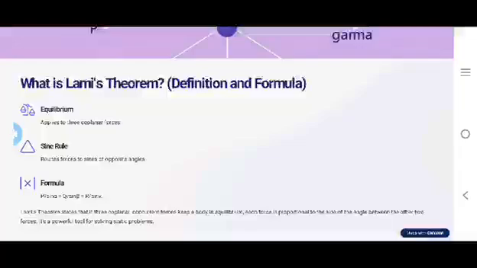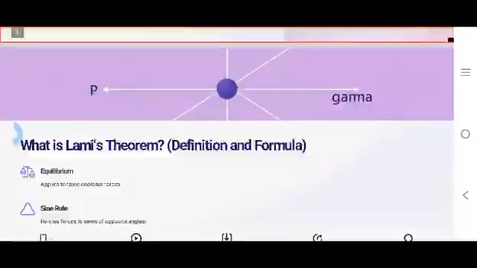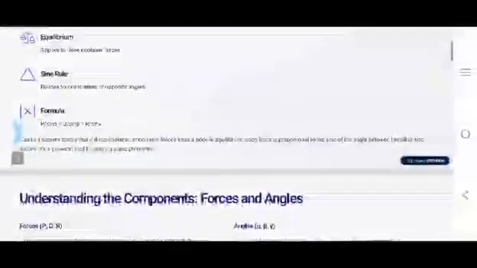These are equal. Lami's theorem states that if three coplanar concurrent forces keep a body in equilibrium, each force is proportional to the sine of the angle between the other two forces, and it's a powerful tool for solving statics problems. This figure also shows P and gamma. Now we go to the next slide.